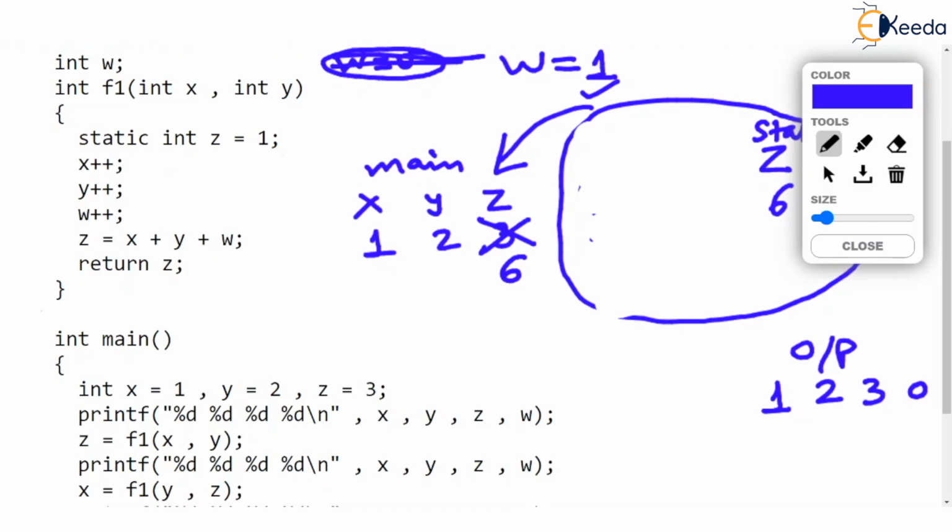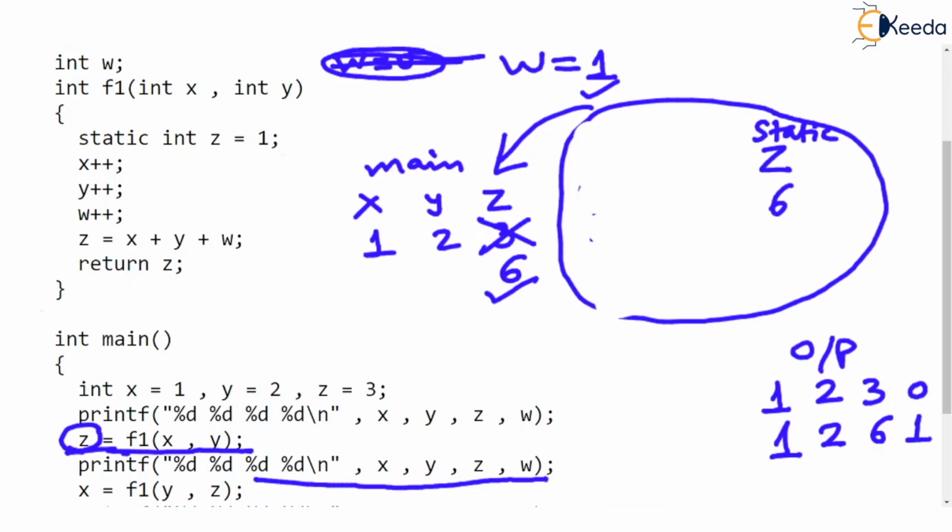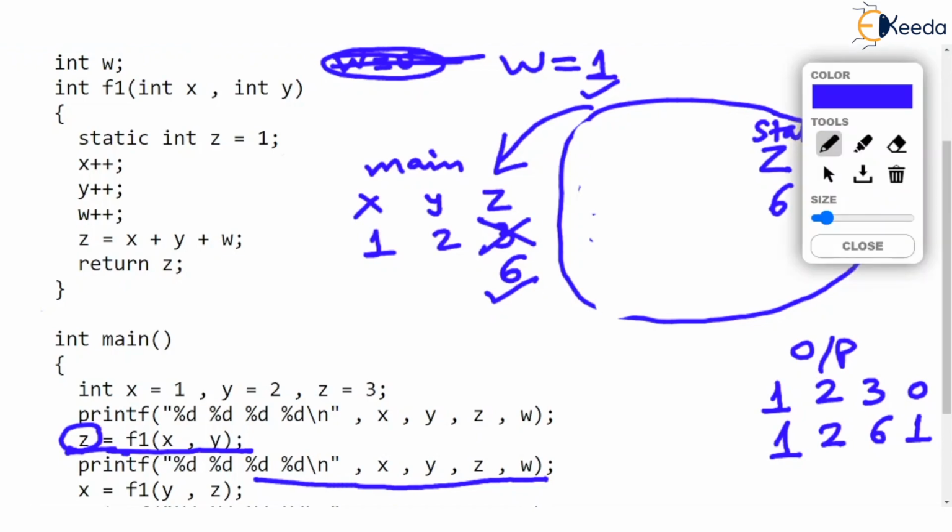Okay, you agree that now when we are back in main, this call is over? We were learning about this call, and this call has changed Z. Check the table, Z has changed to 6. Now the next line is printing X, Y, Z, W. X of main is 1, Y of main is 2, Z of main is 6, and W, which is global W, is 1. This is the output. All right. I hope you are understanding.